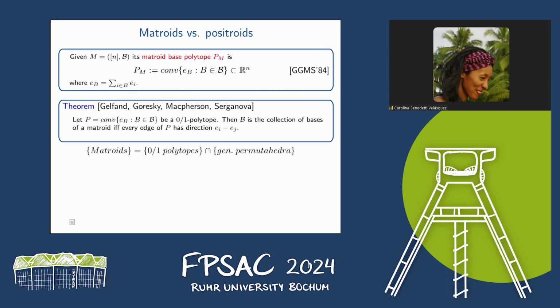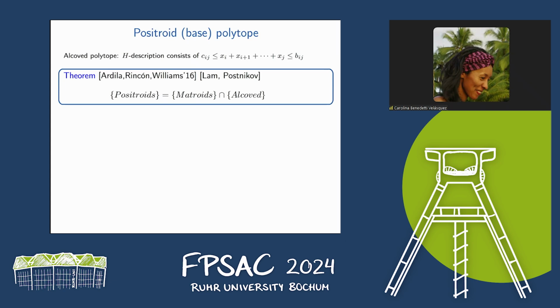And actually, there is a similar way of thinking of positroids. In work of Ardila, Rincón, and Williams, it is shown that positroid polytopes are matroid polytopes that happen to be alcoved. And what alcoved means is that if you are able to give a hyperplane description of your polytope, the inequalities you see will be of this kind: sums of consecutive x_i defining the hyperplane description of your polytope.